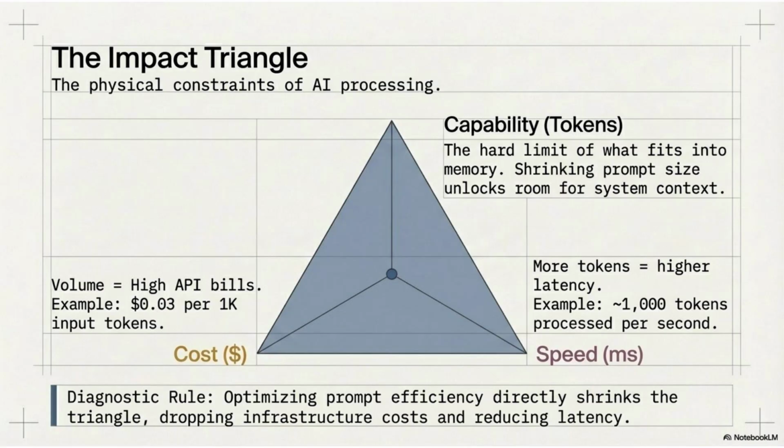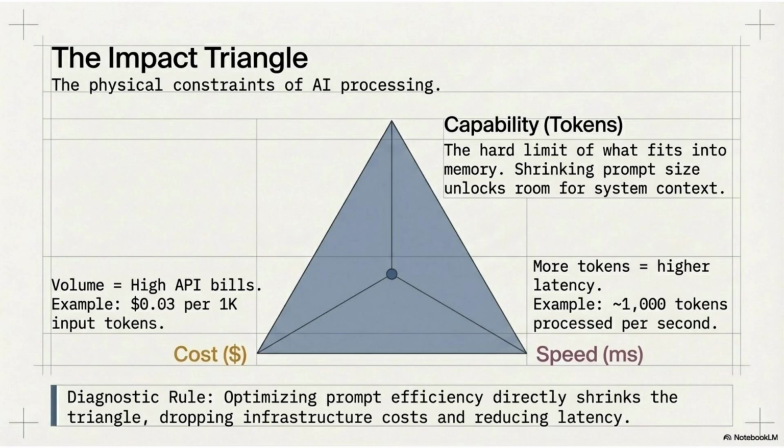Tokens create what we call the impact triangle. There are 3 dimensions to understand. First is cost. Most AI services charge you per token processed. Volume equals high API bills. For example, many models charge around 3 cents per 1,000 input tokens. If you can optimize your prompts to use fewer tokens, you directly reduce your bill, sometimes by thousands of dollars a year.